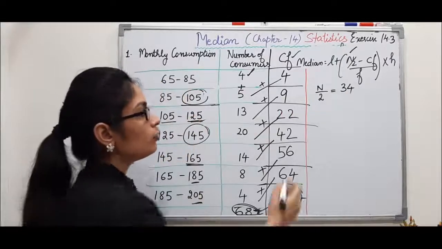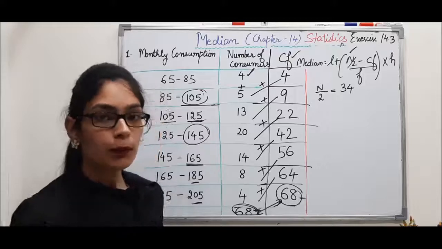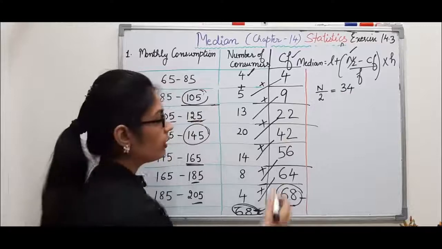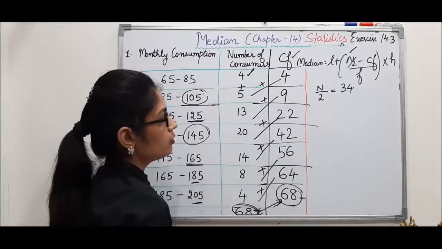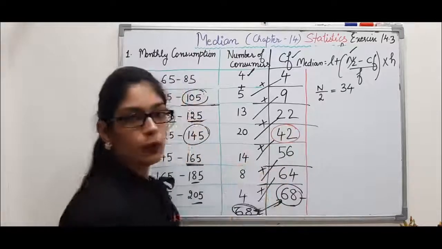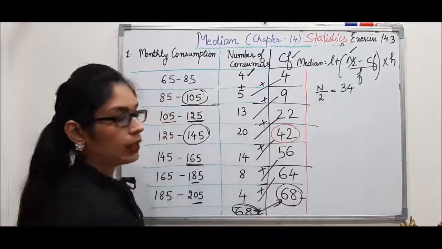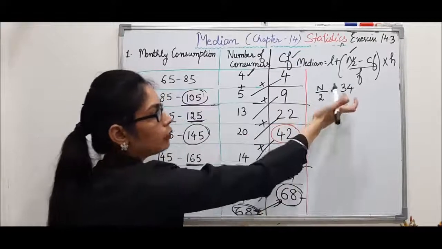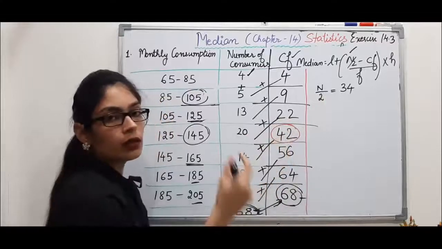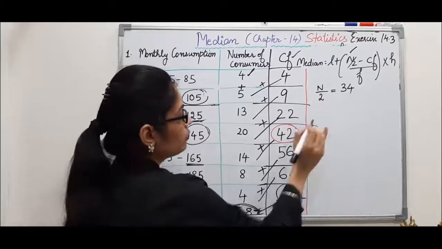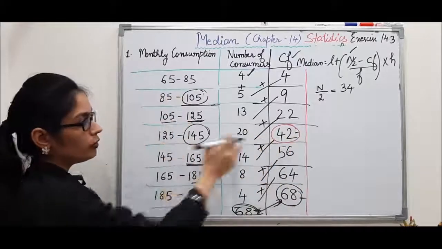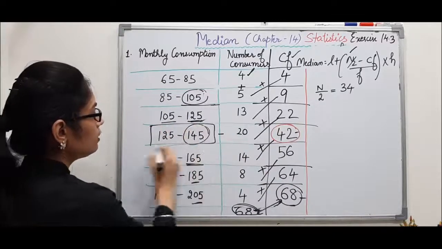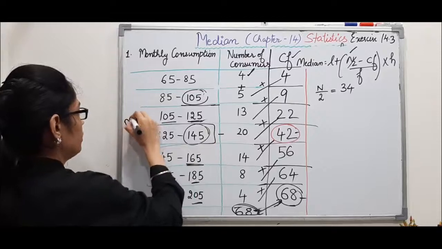Now for your median class, you have to see which cumulative frequency is greater than 34. Here if you see greater than 34, it is 42. So whatever your n by 2 is, you have to see in cumulative frequency which frequency is greater than n by 2. So we have seen n by 2 is 34 and the cumulative frequency which is greater than n by 2 is 42. So the interval which you see just opposite to this 42, it is the median class. So median class, it is 125 to 145.